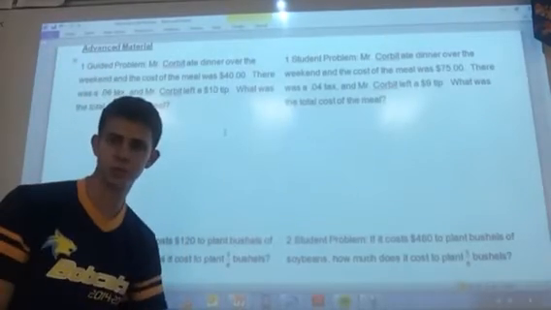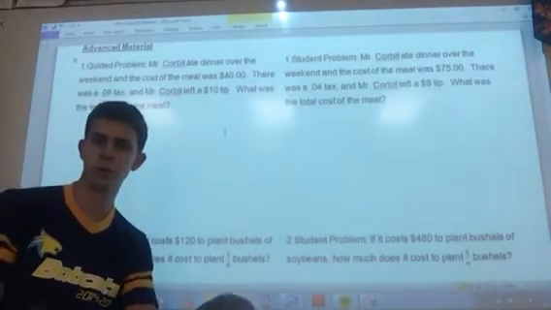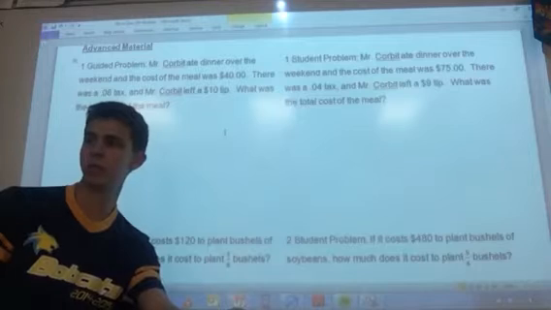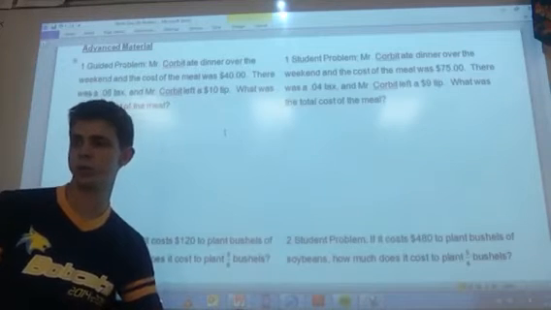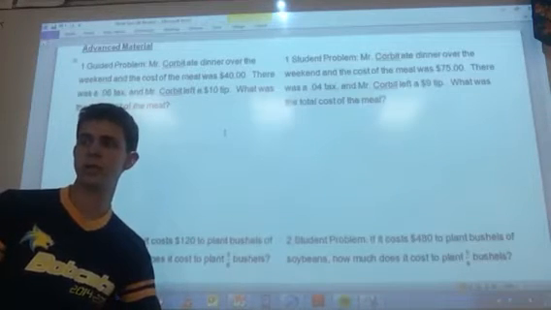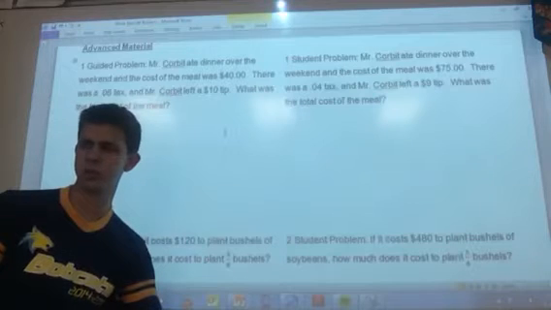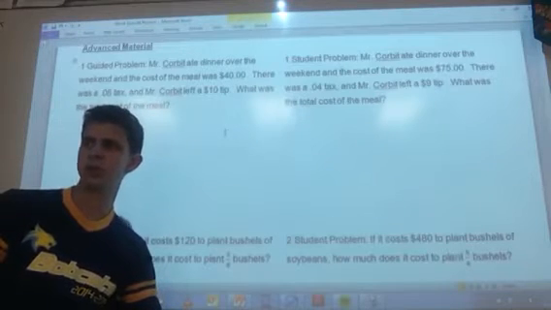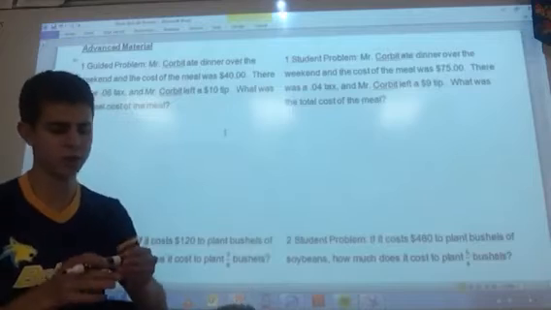Okay, so this is the advanced material for IA1. Mr. Corbett ate dinner over the weekend, and the cost of the meal was $40. There's a 0.06 tax, and Mr. Corbett left a $10 tip. What was the total cost of the meal?